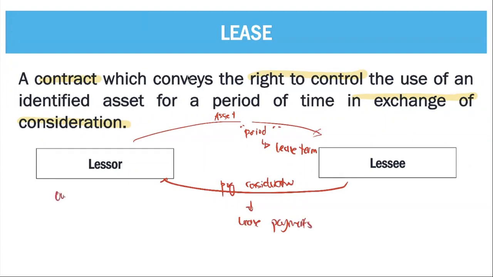So the lessor actually is the one who owns the property, but the lessee is the person who rents the property. So the lessor now wants to rent out the property to the lessee. So the lessee will rent that property. So lessor owns, lessee rents.